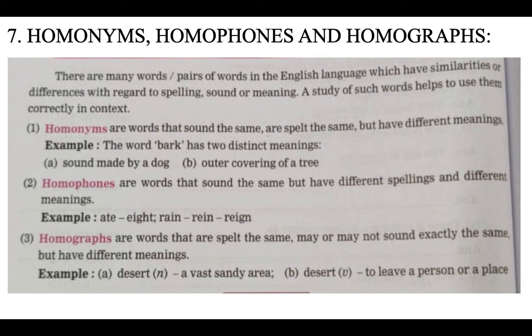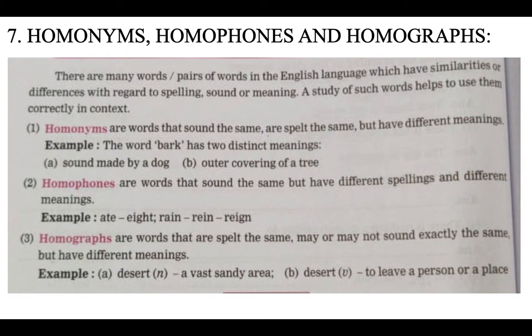Okay, we come to the last topic for the day today, that is your homonyms, homophones and homographs. Very easy. In fact, it is the easiest topic in your book right now. Let's start with homonyms. There are many words or pairs of words in the English language which have similarities or differences with regard to spelling, sound or meaning. A study of such words helps to use them correctly in context. So when I told you vocabulary means words which you should know when to use, how to use them in a particular sentence, here this helps us to understand words furthermore.